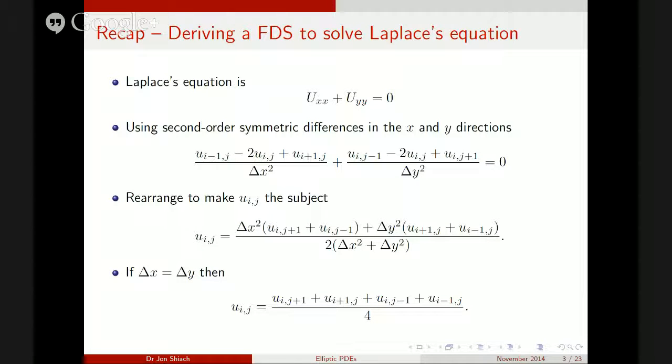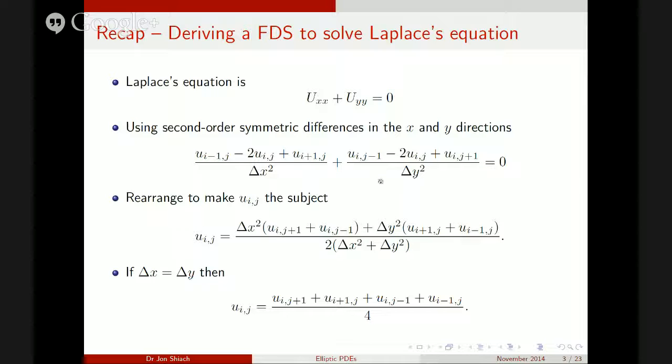And we looked at deriving a finite difference scheme to solve Laplace's equation. Laplace's equation is simply the double partial derivative of u with respect to x plus the double partial derivative of u with respect to y equals 0. So this is Laplace's equation. We can use second order differences, which we derived a few weeks ago. If we discretize the x direction and approximate it with a symmetric difference, and we do the same for y, we've gone from a differential equation to an algebraic equation.